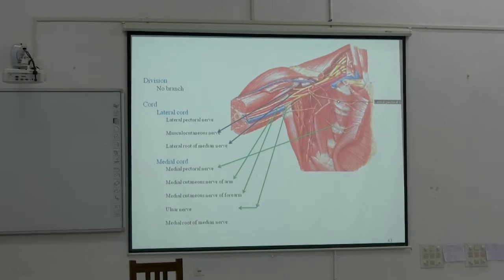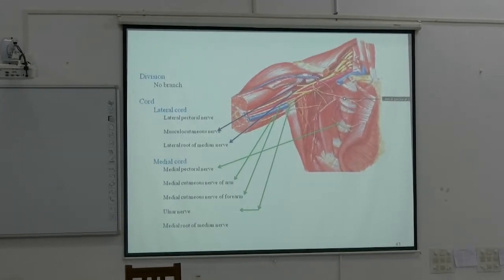What are the branches coming from the medial cord? We have two cutaneous nerves: the medial cutaneous nerve of the arm and the medial cutaneous nerve of the forearm, and the medial root of the median nerve and the ulnar nerve. So these are the branches coming from the medial cord.